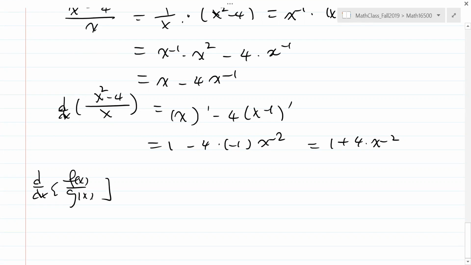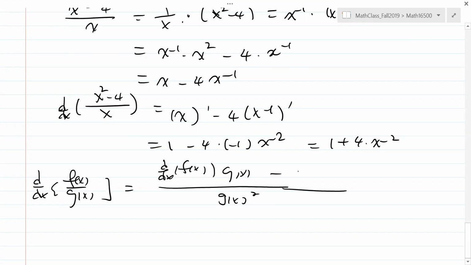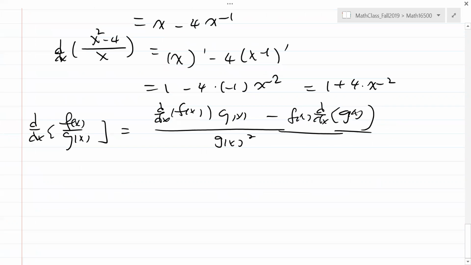If it's a quotient of two functions, that's going to be the denominator squared. You differentiate the first term, the numerator, and then the derivative of the second. So this is the formula we're going to use.